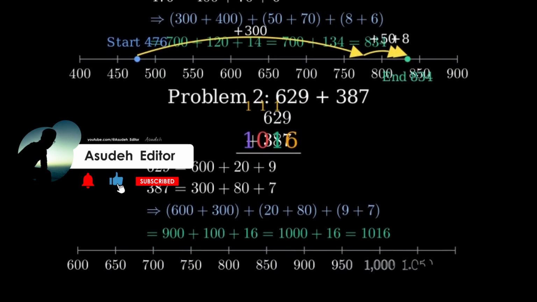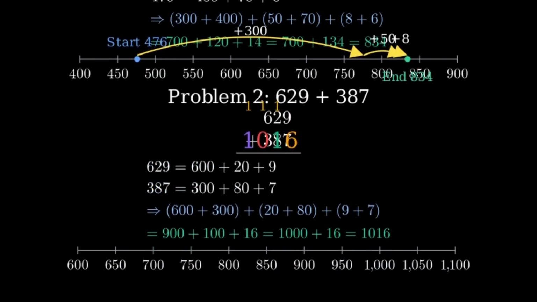Method 3, compensation or friendly numbers. We adjust 387 up to 400 by adding 13, then subtract that 13 after adding. 629 plus 400 gives 1,029, and subtracting 13 brings us down to 1,016. This is a powerful mental strategy.